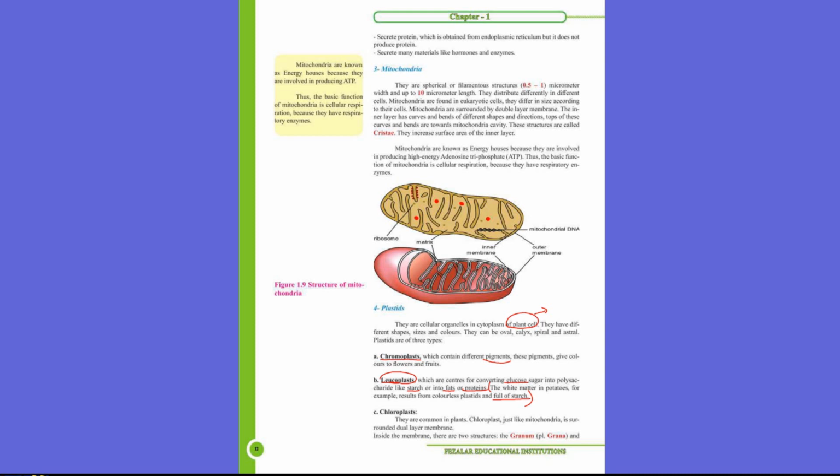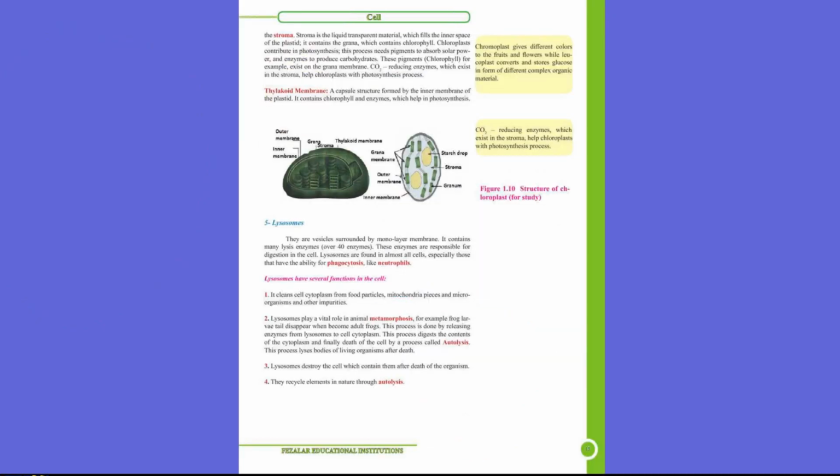Chloroplasts. Dear friends, we study chloroplast, chromoplast, and leucoplast, but because their structures are all similar, we focus only on one of them, chloroplasts. Chloroplasts are common in plants. The green parts of plants are all about chloroplasts. Just like mitochondria, they are surrounded by a double-layered membrane. We remember mitochondria. Chloroplast also has what? Two membranes. Inside the membrane there are two structures, grana and stroma.